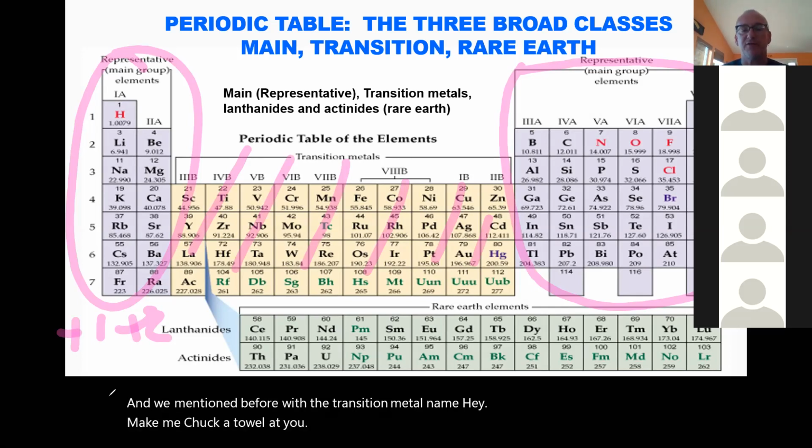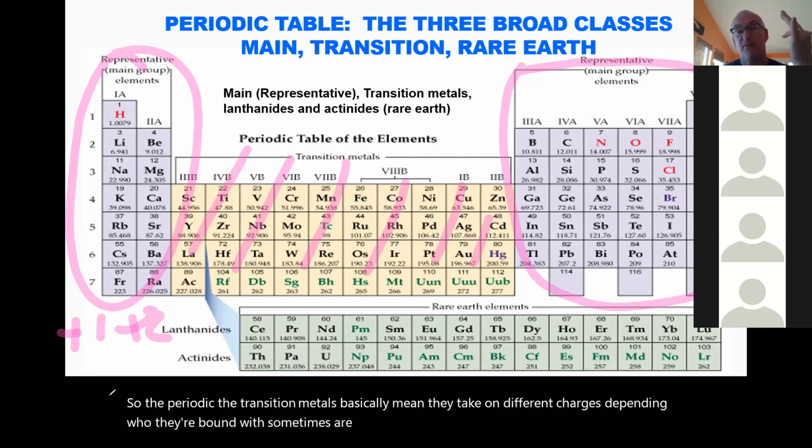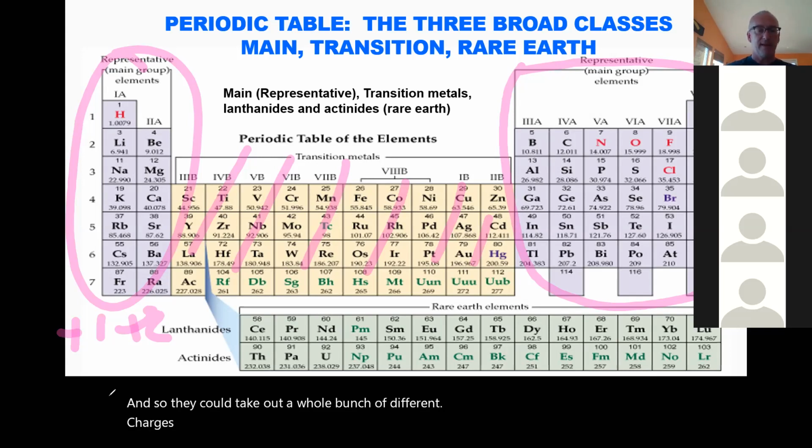So the transition metals basically take on different charges depending on who they're bound with. Sometimes they're +1, 2, 3, 4, even +6. And so they can take on a whole bunch of different charges. And then down here on the bottom, lanthanides and actinides.